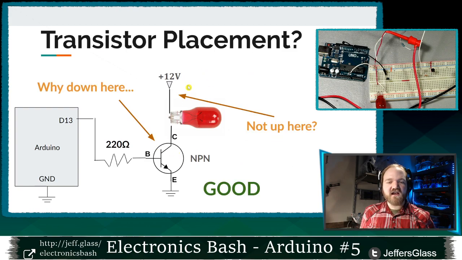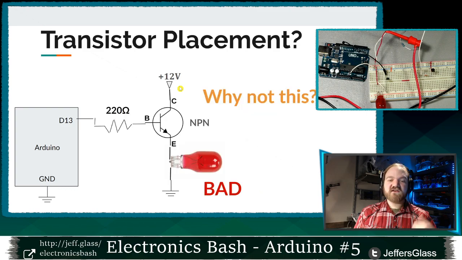Why is it down here and not on the upstream side, right? This is a good configuration for this NPN transistor. This is a bad one. Good, bad, good, bad. Why is that?